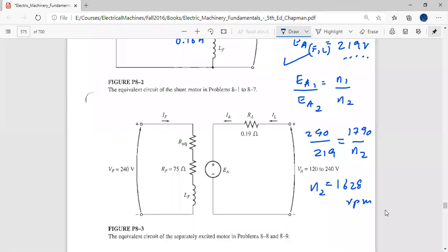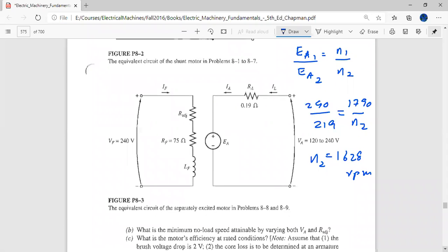Whenever you are doing a question, you should also do reality checks. The reality check is that as you load the machine, the RPM should decrease. Initially, the RPM was 1790 at no load for these particular conditions, and the RPM has indeed reduced when the motor was operated at full load, but only a little bit. We know that the shunt motor and the separately excited DC motor have very good speed regulation.